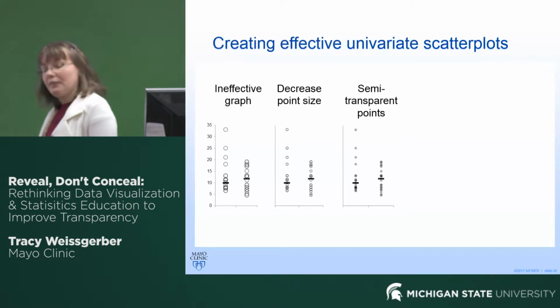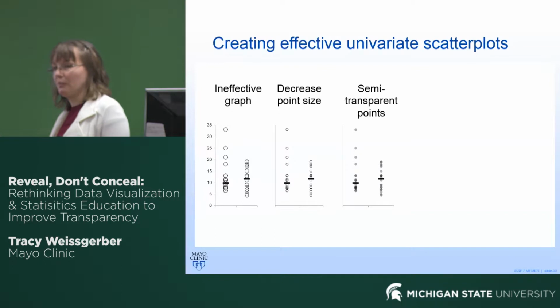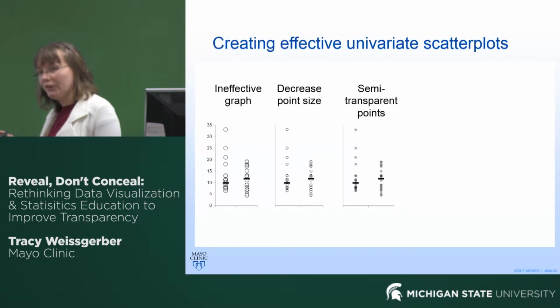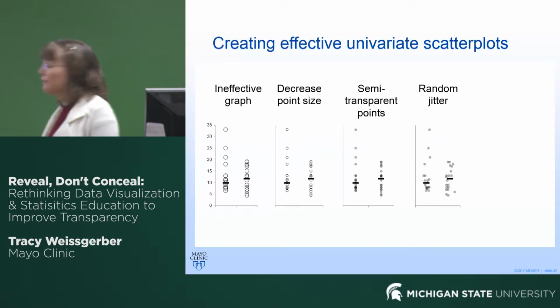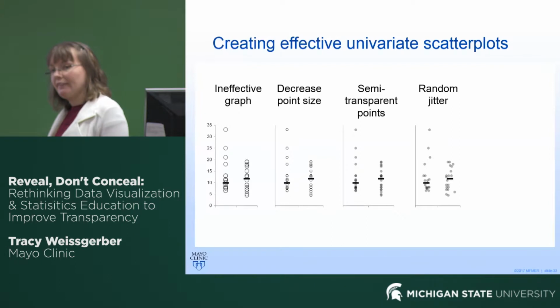So the next thing we can do is make those data points semi-transparent. When we do that, regions with overlapping points are going to come up darker than regions without overlapping. The next thing we do is random jitter. So we add some noise on the x-axis, and again, this is designed to reduce the overlap.